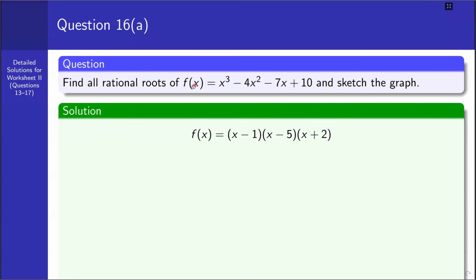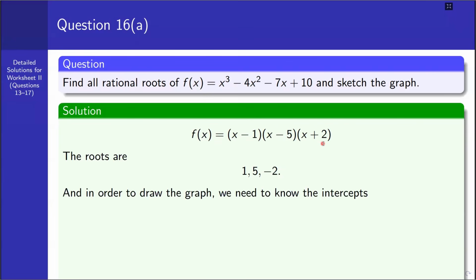Therefore, first, the roots of the given polynomial function are, we know that fully the factorized form of this polynomial function could be f of x equal to x minus 1 times x minus 5 times x plus 2, so that the roots of this polynomial function could be x equal to 1, 5, and negative 2. And the roots are 1, 5, and negative 2, which are directly obtained from this linear factorization.